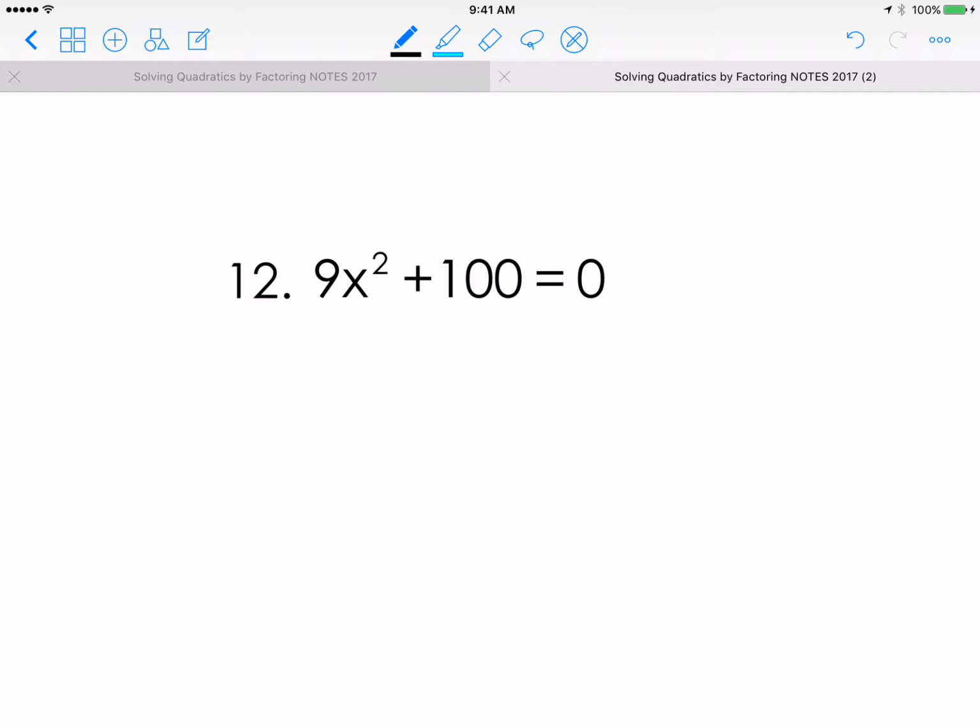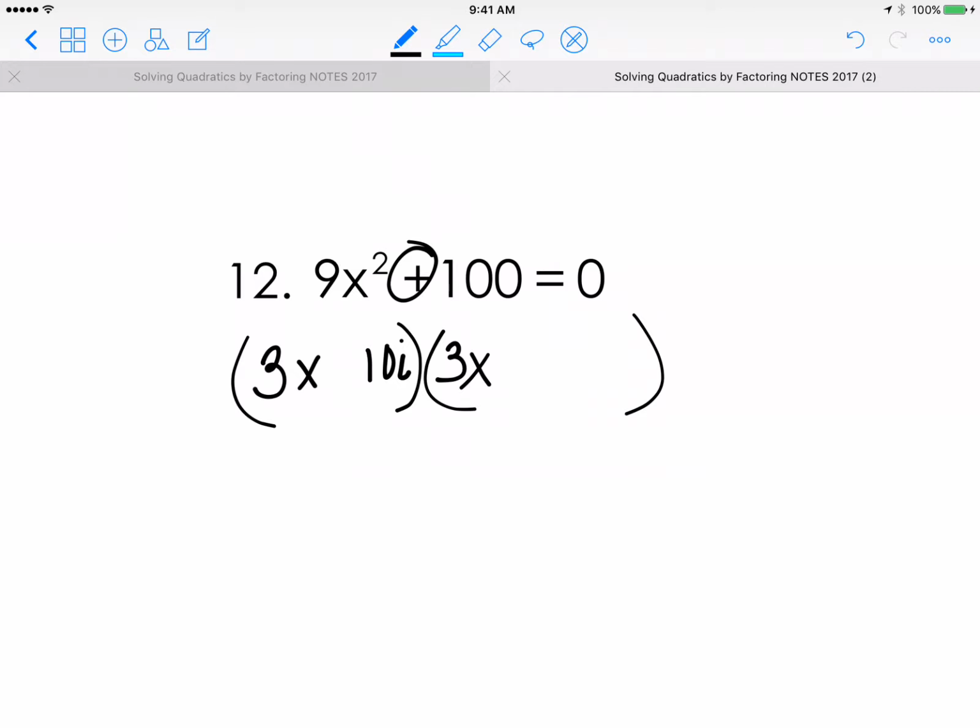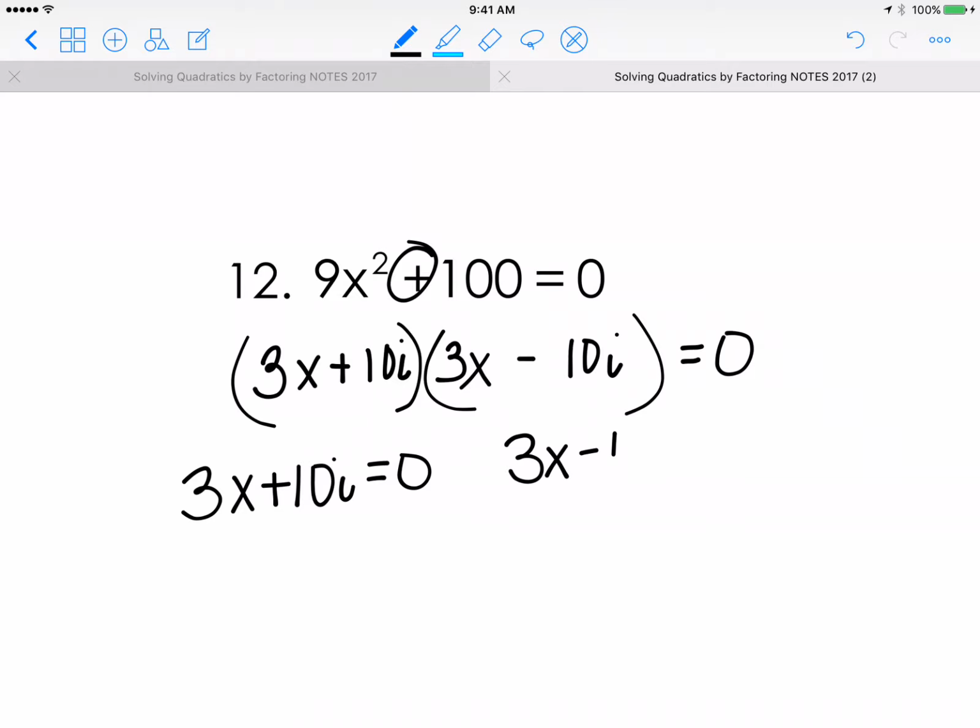All right, here's a SOTS. So this time we've got to have an imaginary number to make that a positive. Square root of 9 is 3. Square root of x squared is x. Square root of 100 is 10. So we have to have 10i, positive, negative. Set it equal to 0. So 3x plus 10i equals 0. 3x minus 10i equals 0.